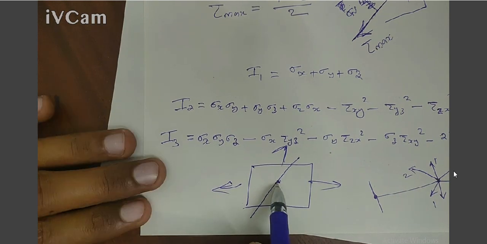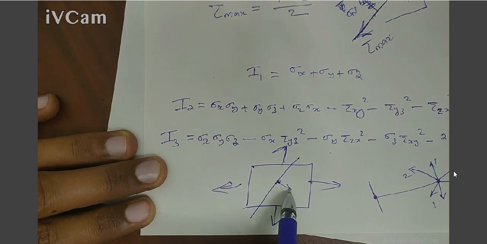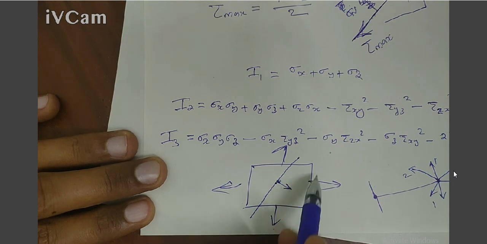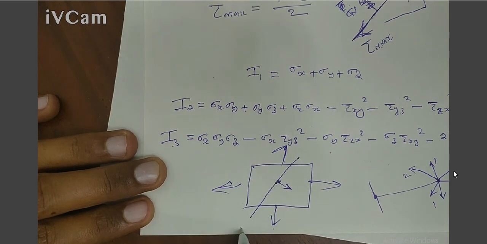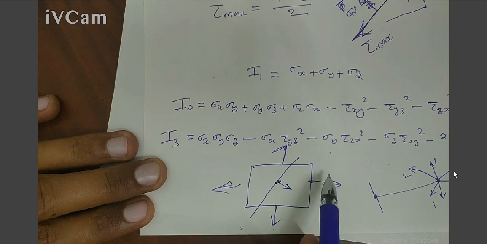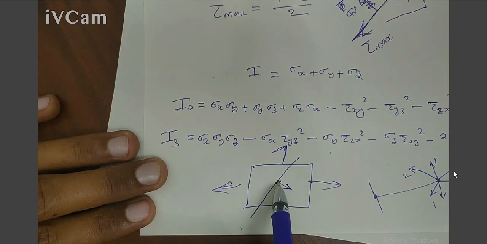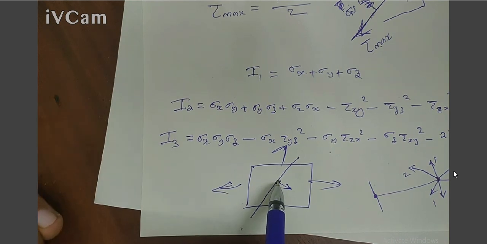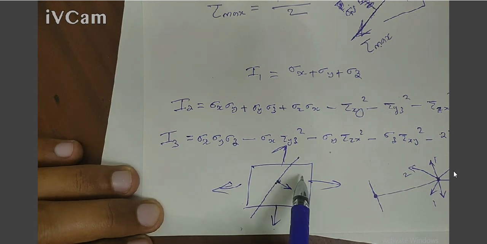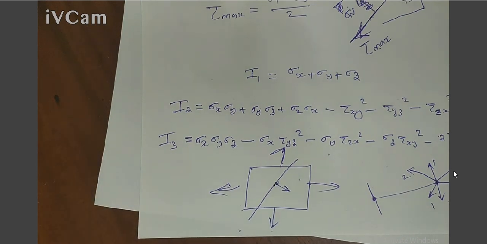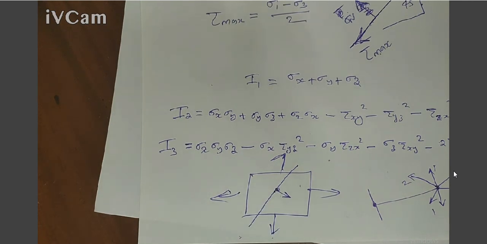When the principal stress developed on this point due to these external forces is greater than the permissible stress value of the material of this body, then the body will fail at that point. This is the theory of failure based on the maximum principal stress.